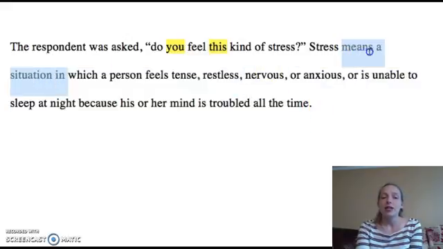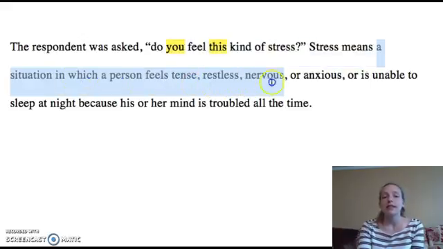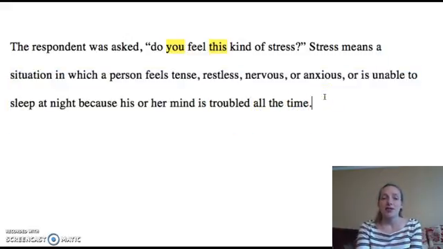This situation is the kind of stress we were talking about. This situation fits back into the sentence. So we know you is talking about the respondent. So does the respondent feel the stress that is characterized by a situation in which a person feels tense, restless, nervous, or anxious, or is unable to sleep at night because his or her mind is troubled all the time? That's just the first sentence.